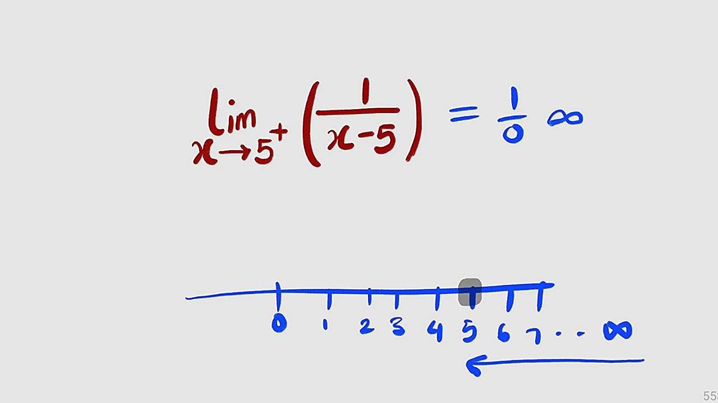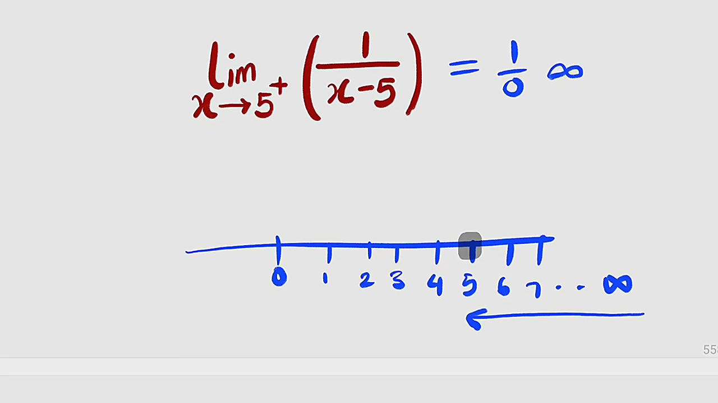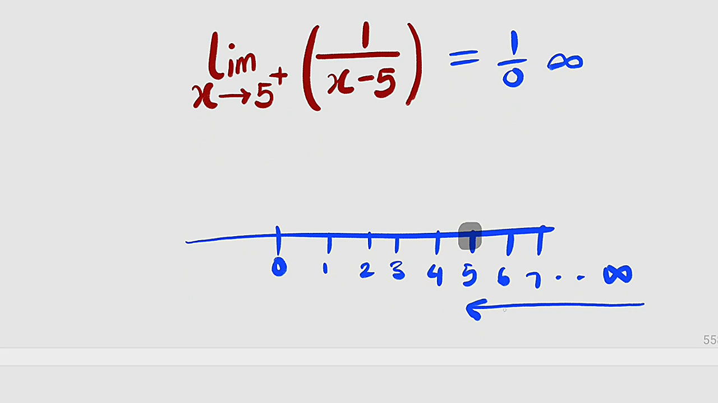But which infinity? Is it a negative infinity or a positive infinity? We can find out by testing these values. If you observe, all values to the right of 5 are greater than 5, and any one you take and substitute here, you're going to get a positive result. You can test 6. 6 minus 5 is 1. You test 7. 7 minus 5 is 2. If you come closer to 5, the values will keep on reducing.